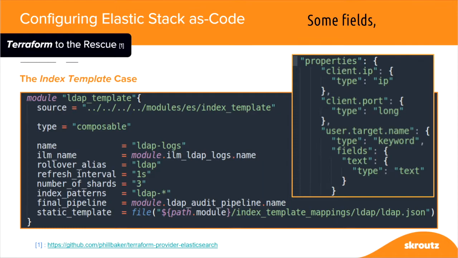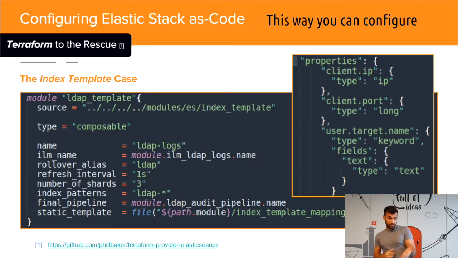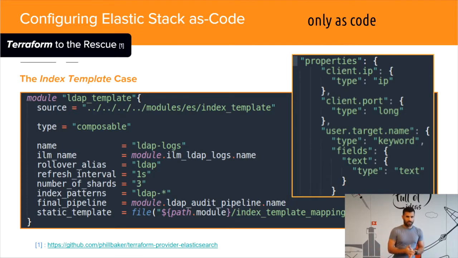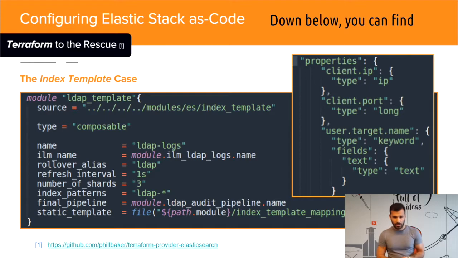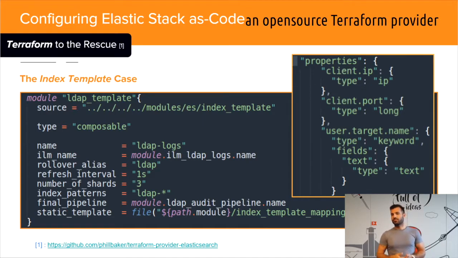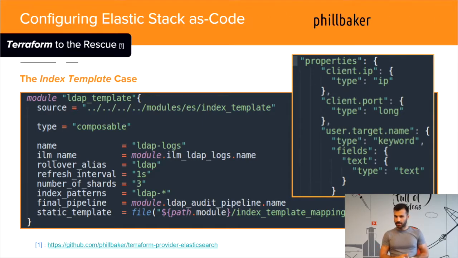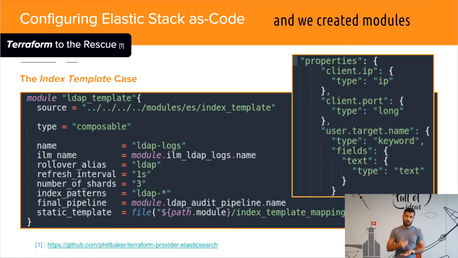Some fields, such as the final pipeline and the static template mappings, are of course optional. This way you can configure and create a new template only as code. Down below you can find an open source Terraform provider for these configurations from Phil Baker, and we created modules based on this provider.